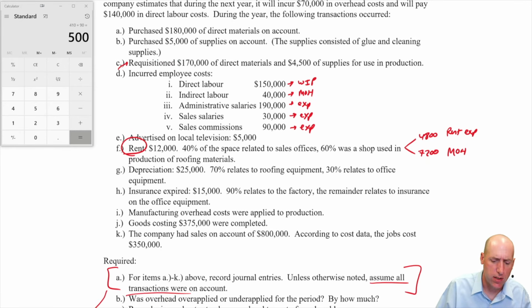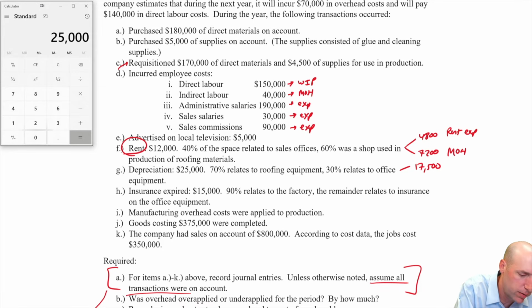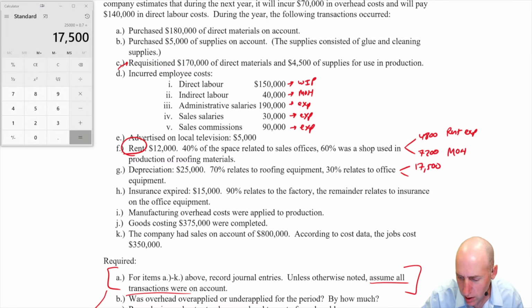G, depreciation, $25,000, 70% to roofing, 30% to office. Okay, well, the roofing side of it, let's just do the math here. 70% times 25,000 is $17,500. Double check here. 25 times 0.7. Yeah, $17,500. And 30% is then $7,500.